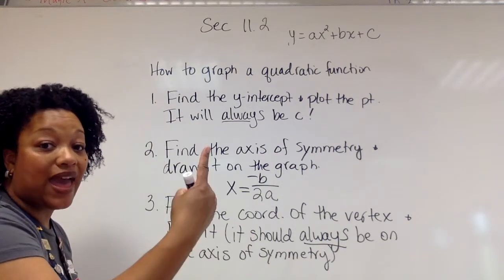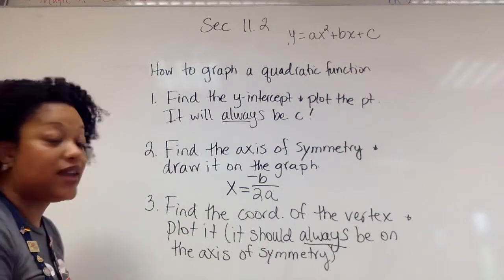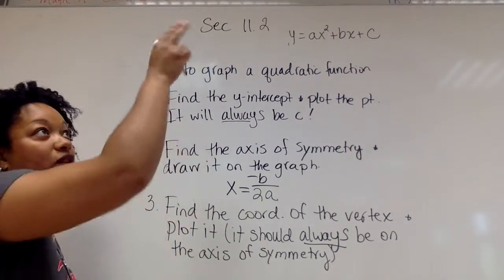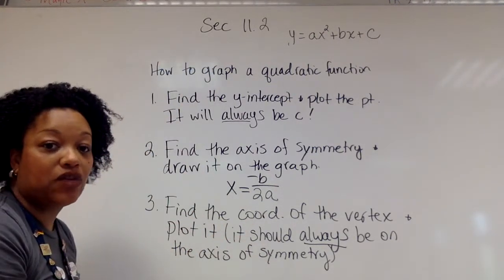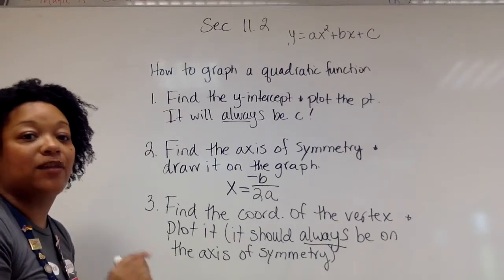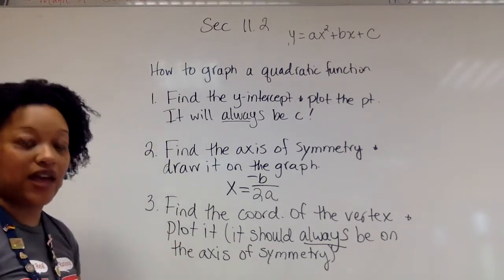So we've got our y-intercept, that's step one. You got your axis of symmetry, that's going to be that dashed line going through the middle. And now you got your vertex, that's going to be a point on the dashed line.